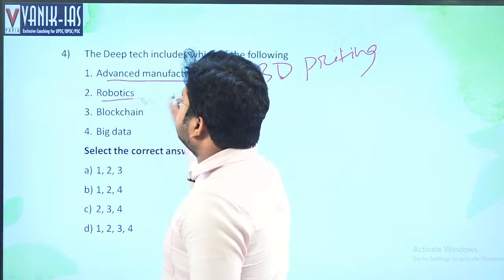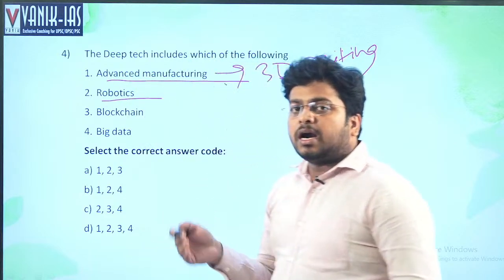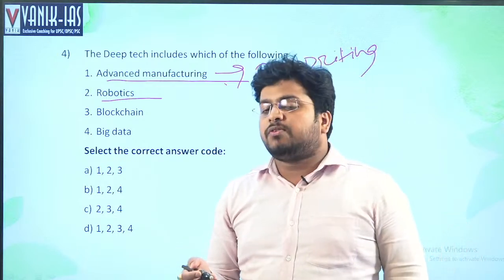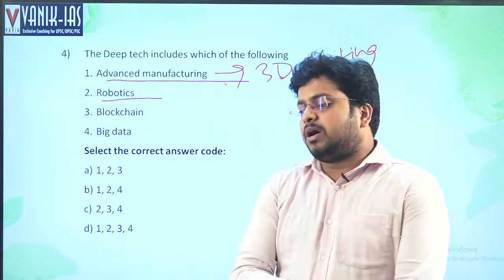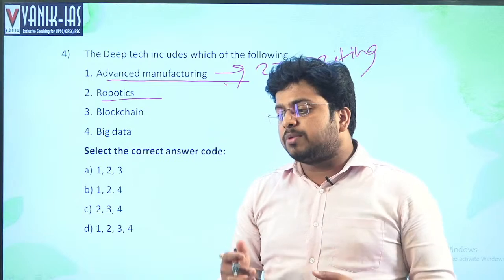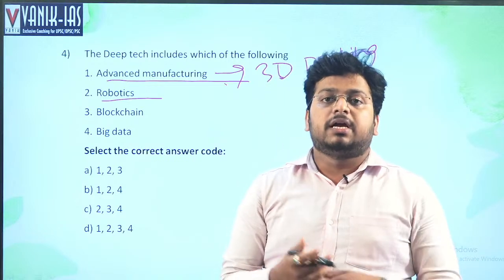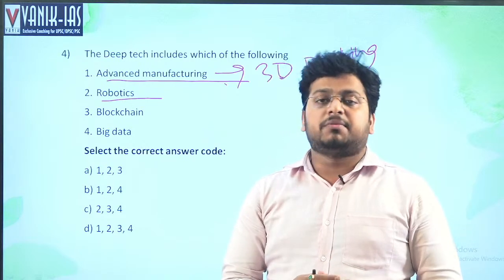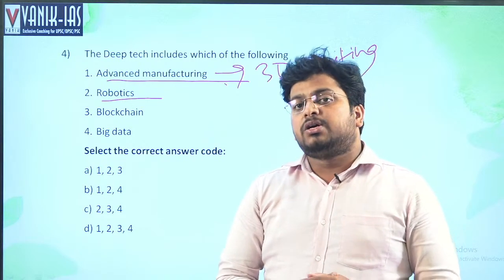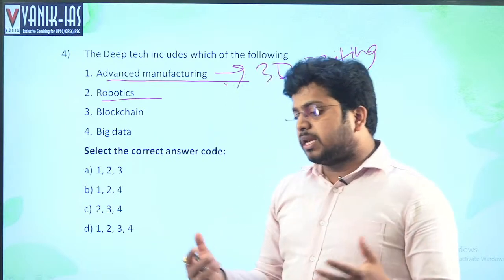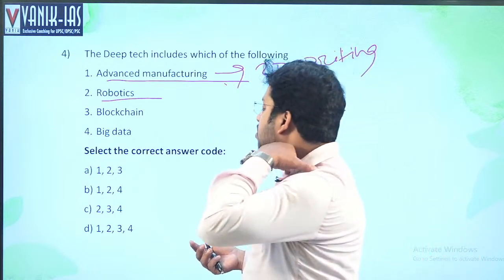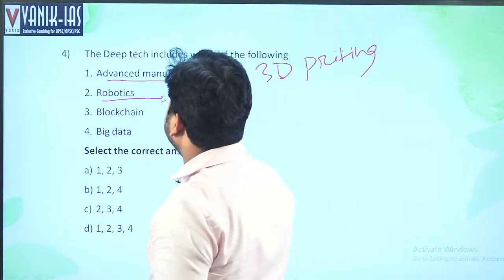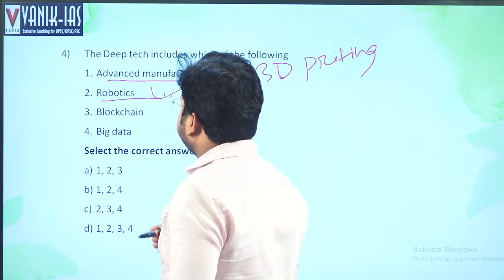And what is robotics? Robotics means an advanced level of robotics by the application of artificial intelligence, right? Now robots can behave like human beings, they can take part in decision making, they can learn by themselves by the process of machine learning. So they will completely behave like human beings. They will also have the power to think. That is called robotics.